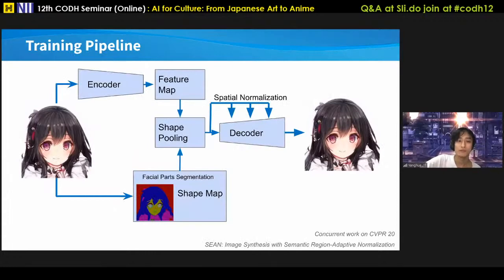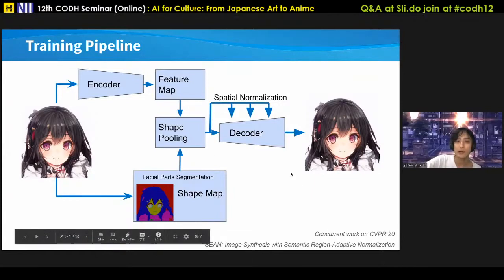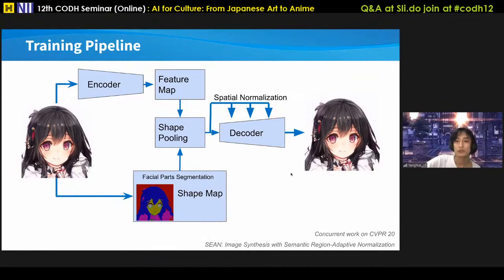Here comes our workflow. During training, we encode the image into a spatial feature map along with a facial segmentation map. They are combined with a shape pooling module and injected into the decoder with the spatial normalization module. We adopt the L1 reconstruction loss, VGG loss, and the GAN loss for the end-to-end model training. Also, there's a paper called SEAN in this year's CVPR, which used a very similar approach. But actually, our system was developed independently last summer, so it's just a coincidence.